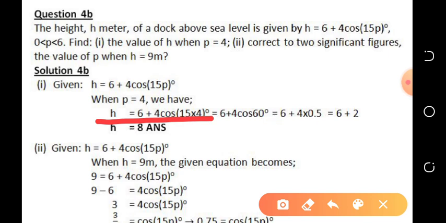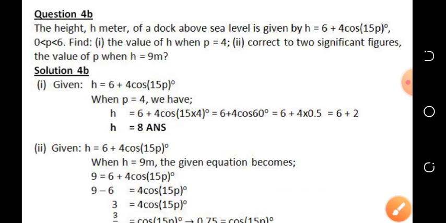Please, you don't add 6 plus 4 to have 10, then multiply by 0.5. No, it is wrong if you do it like that. And you don't add 6 plus 4 before you find cos 60. According to board maths, you must finish multiplication before you get to addition. So you multiply 4 times 0.5, you have 2. Then 6 plus 2 gives us our value of H to be equal to 8. And that's a very simple solution to that.